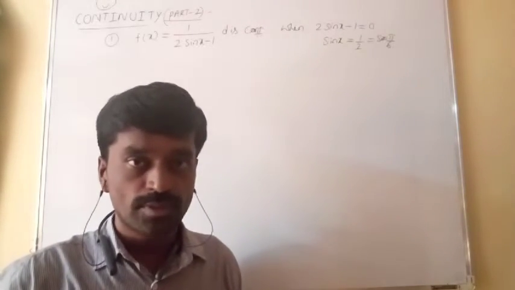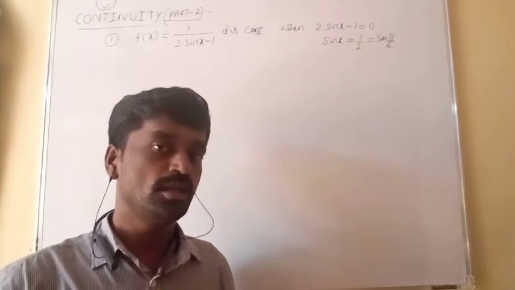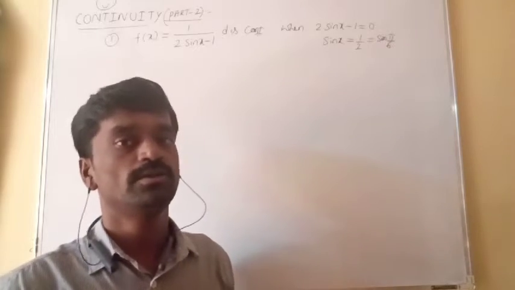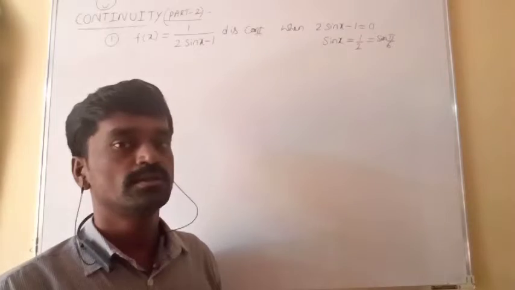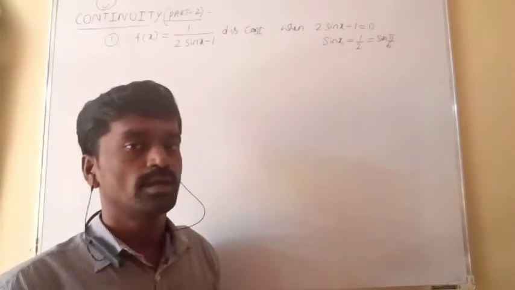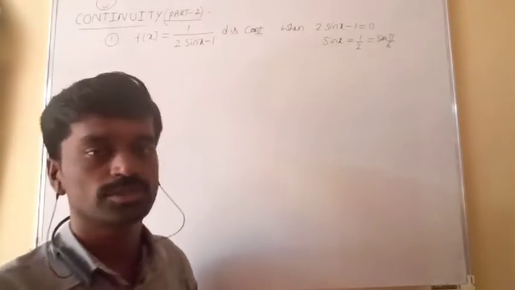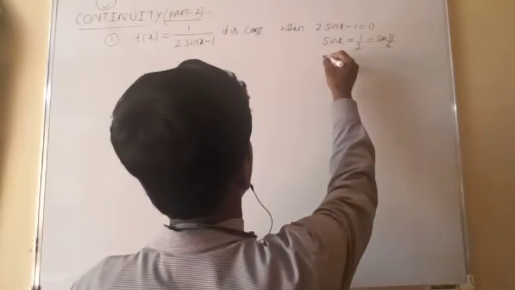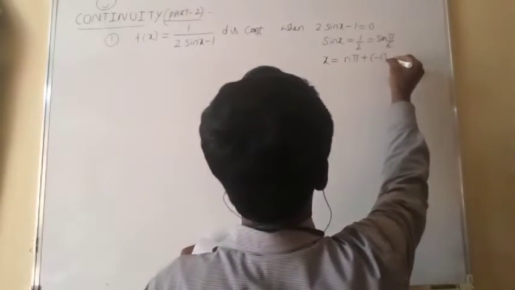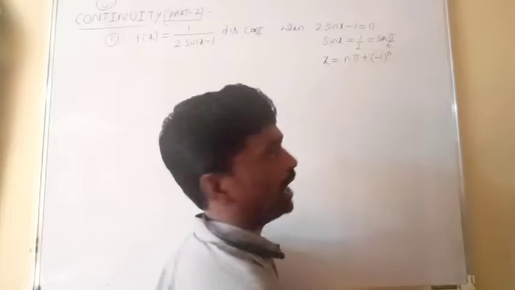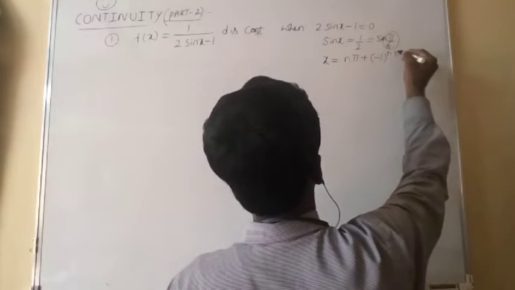So for x is equal to pi by 6 only is sin x 1 by 2? No. There are many x values for which sin x is 1 by 2. So what are those x values? Just find the general solution of this trigonometric equation, sin x is equal to 1 by 2. The general solution is x is equal to n pi plus minus 1 whole power n into alpha. What is alpha? The principal value. What is the principal value here? Pi by 6.